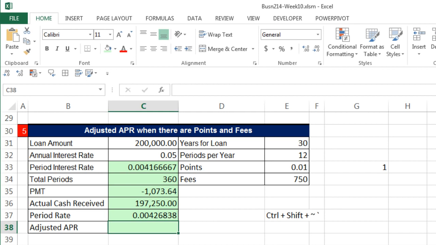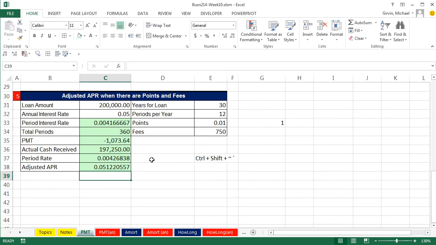Now we can calculate our adjusted APR. So equals, well, period rate. How many periods in our year? 12. So there we go. That will give us our adjusted APR. And it is a little bit bigger than our 5% up here. 0.05, 0.05, and a bunch of extra change. So the adjusted APR is bigger than our annual interest rate.